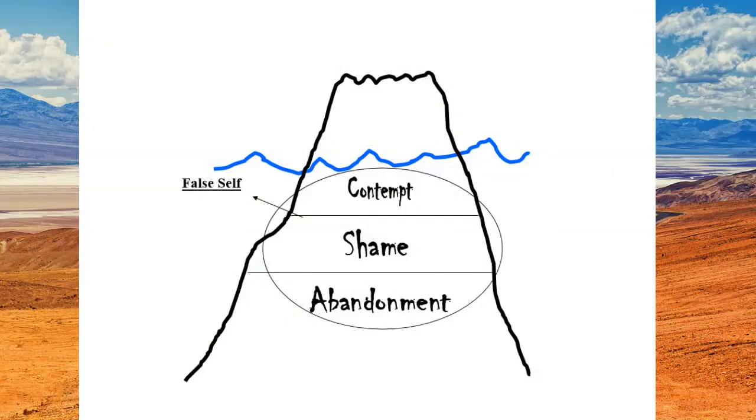The emotional wound of abandonment, the infection of shame, and the scab of contempt create that free-floating mass of pain just beneath the surface. That free-floating mass of pain creates in a child a false sense of who they are, a false self. I say false because it's not true. I think I can prove that in a moment.